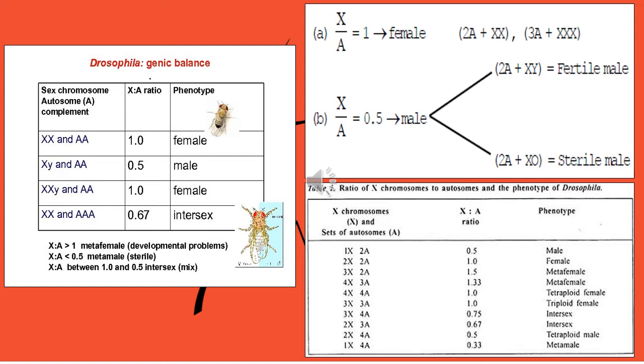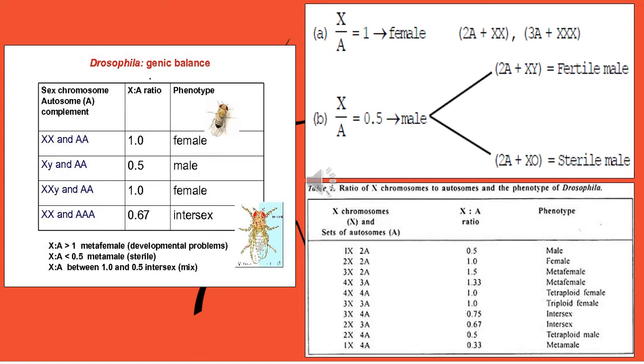Coming to the image towards the right hand side of the slide, the bottom image, it gives you an account of the number of X chromosomes compared to the number of autosomes, the expected ratio and the phenotype of the individual. Here you will get a glimpse of what different kinds of ratio can exist in this Drosophila melanogaster community and what will be their individual phenotypes.